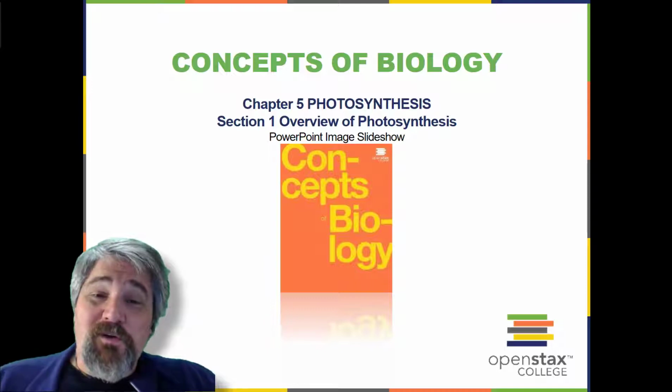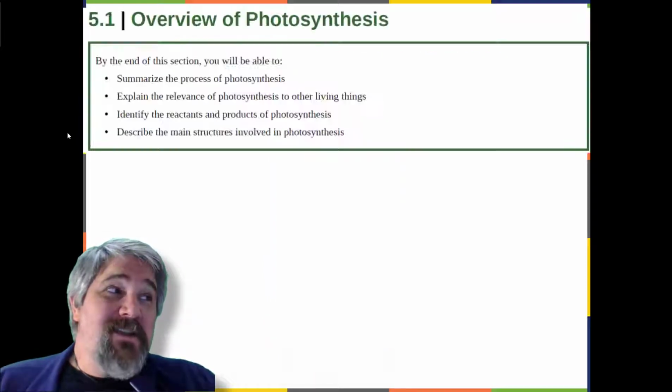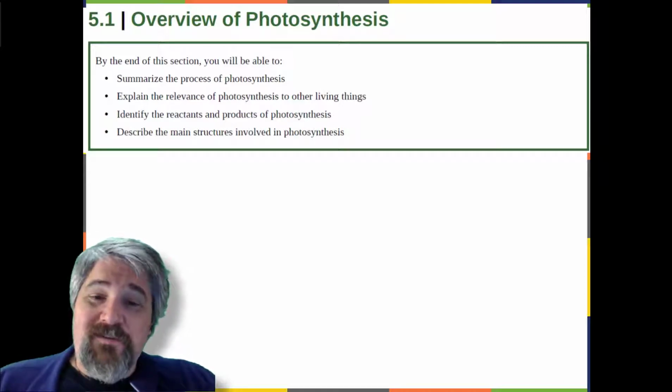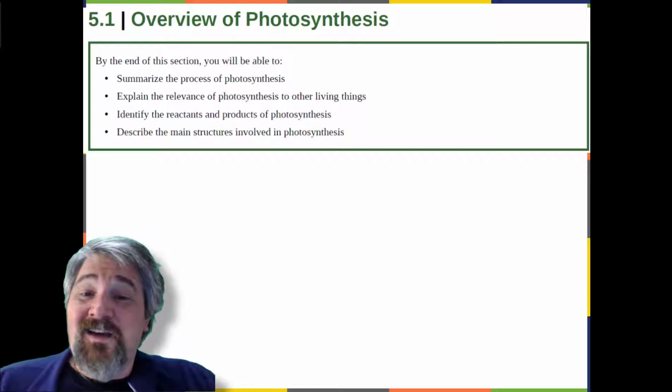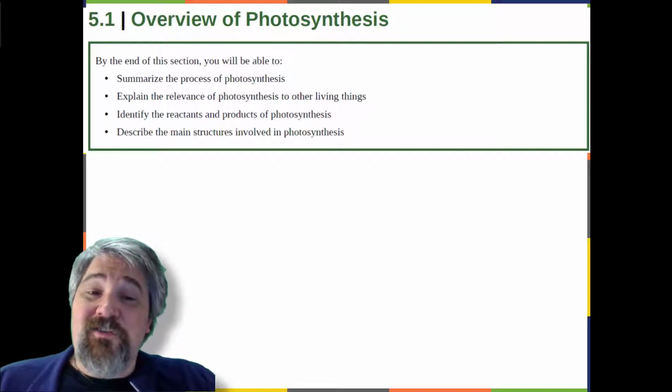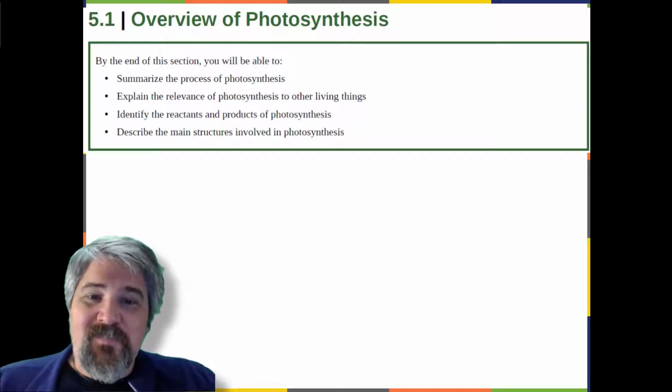Section 1. Overview of photosynthesis. By the end of this section, you will be able to summarize the process of photosynthesis, explain the relevance of photosynthesis to other living things, identify the reactants and products of photosynthesis, and describe the main structures involved in photosynthesis.